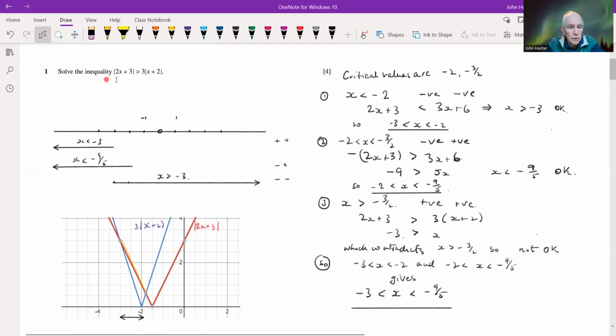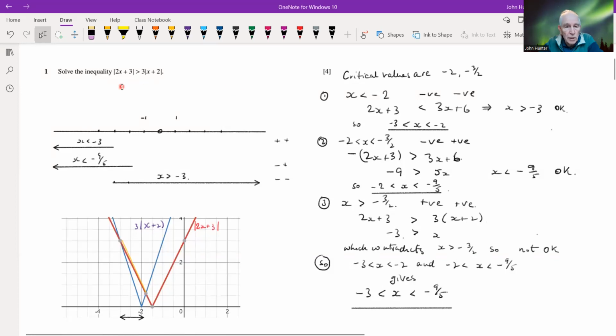Solve the inequality: the absolute value of 2x plus 3 is greater than 3 times the absolute value of x plus 2. Absolute value meaning that if this works out to be a negative, then we take the positive value. These are a bit messy to do, and there are a number of different ways of doing them. This is the approach that I use, which I notice doesn't correspond to what's given in the mark scheme, but anyway, this is what I like. It's a bit laborious, but it works. Okay, so let's have a look.